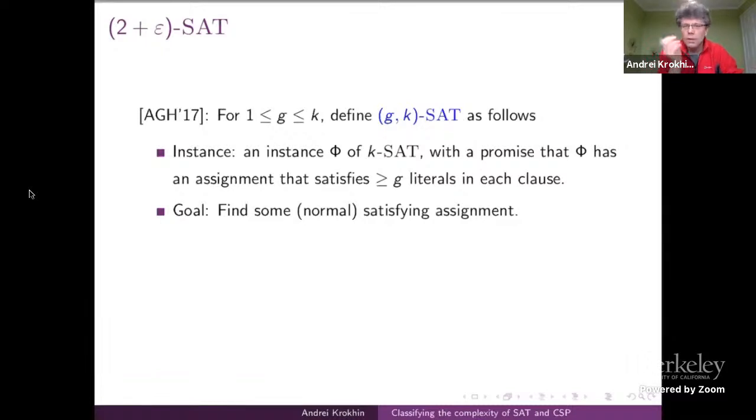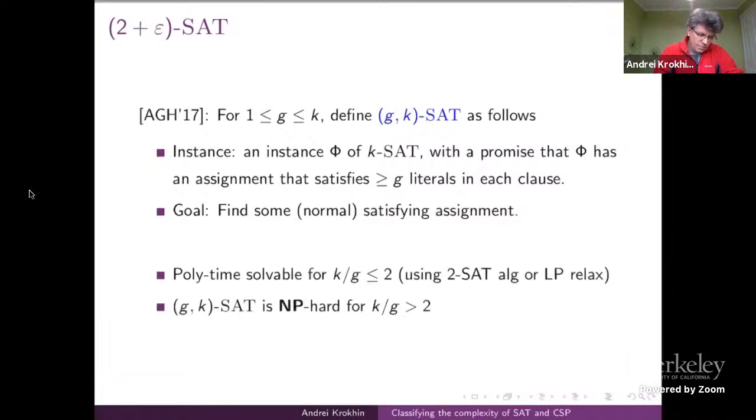So if g is 2, then you are guaranteed to have an assignment that satisfies not just one, but at least 2 literals in every clause. And the goal is to find some normal satisfying assignment. What they proved is that this problem is polynomial time solvable if k over g is at most 2. In this case, you can use a randomized 2-SAT algorithm of Papadimitriou, or use an LP relaxation to get a derandomization, not a randomized algorithm. And as long as k over g goes over 2, the problem becomes NP hard, and hence 2 plus epsilon SAT.